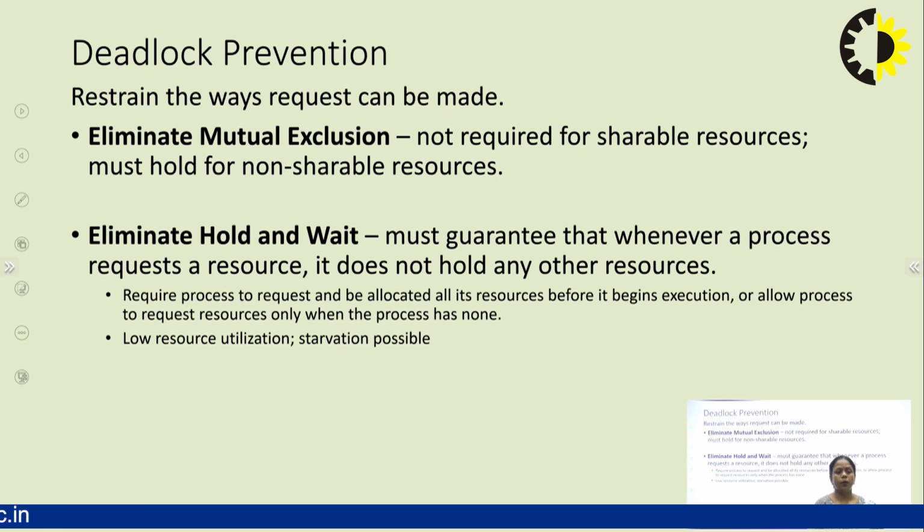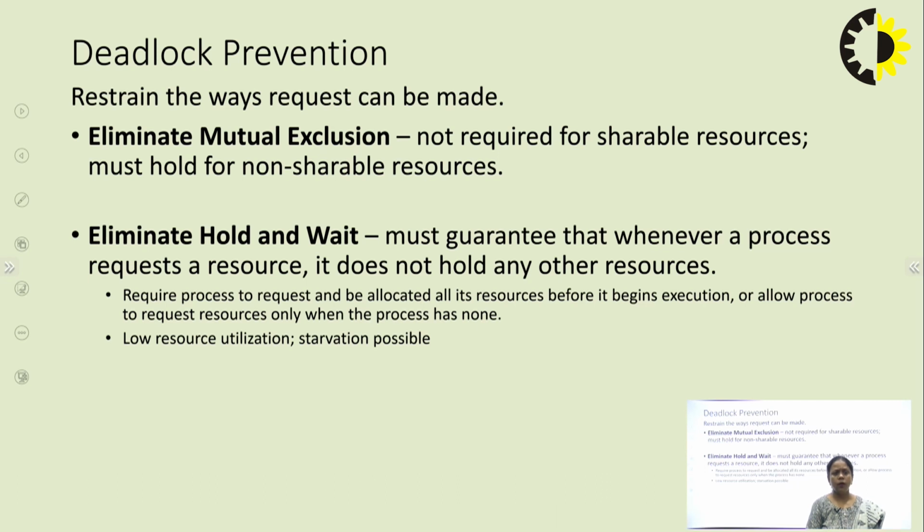Second is eliminate hold and wait. Hold and wait means a process holds some resources and waits for another resource. There must be a guarantee that whenever a process requests a resource, it does not hold any other resource. Either require the process to request and be allocated all its resources before it begins execution, or allow the process to request resources only when it has none.